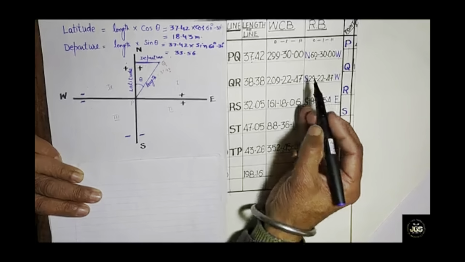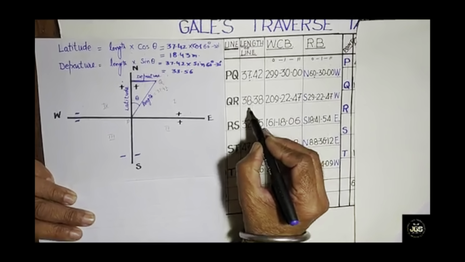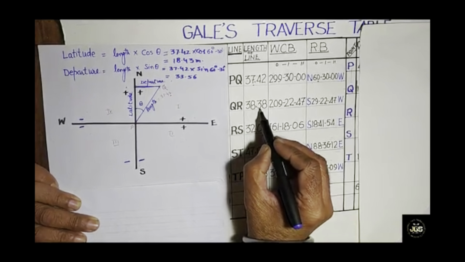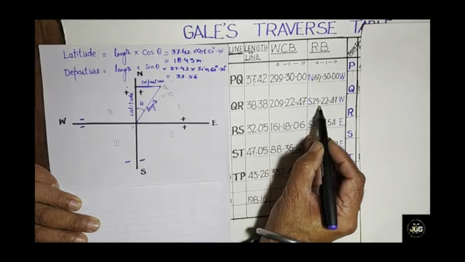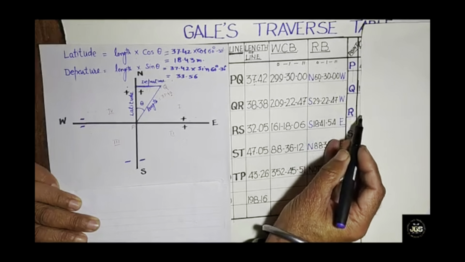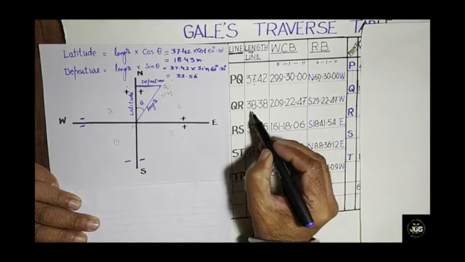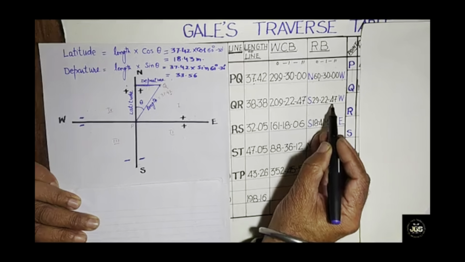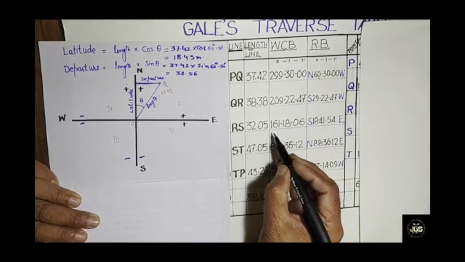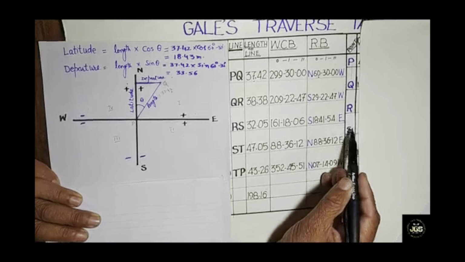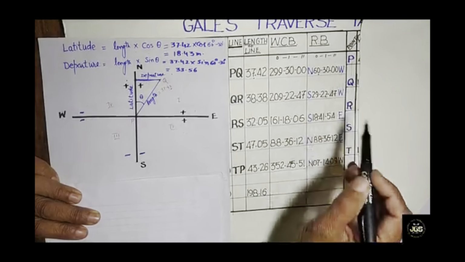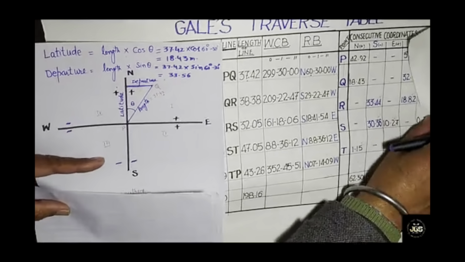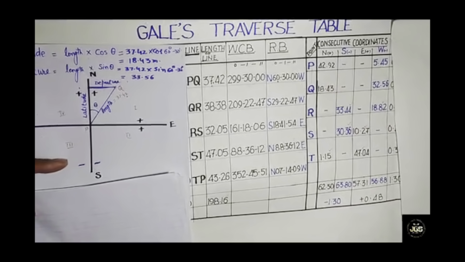Similarly, I will calculate the latitude and departure of point R. For this, the length will be 38.38 meters into cos of 29 degree 22 minutes 47 seconds, and its result will be here. Then for departure, the length is 38.38 meters into sine of 29 degree 22 minutes 47 seconds. Similarly, I will calculate the latitude and departure of points S, T and P. This result after calculation I have put over here.